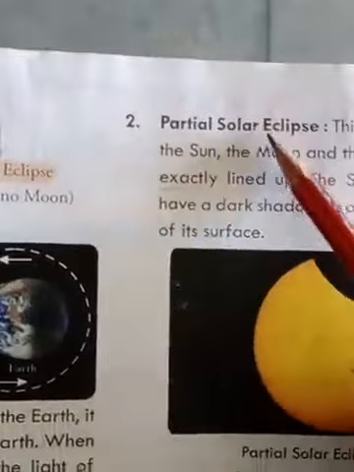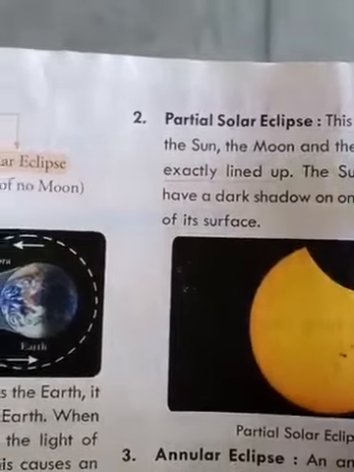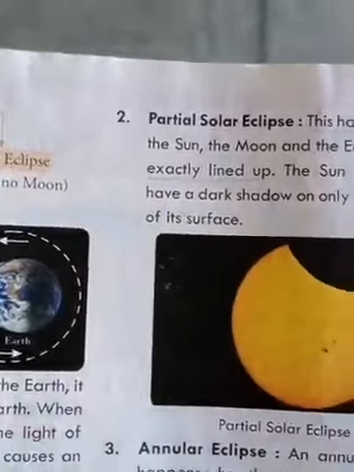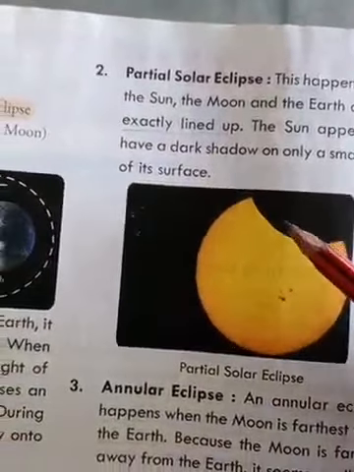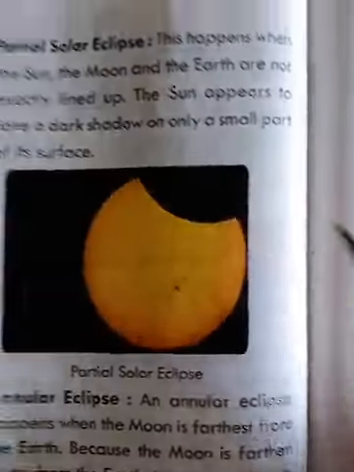Next is the partial solar eclipse. This happens when the sun, the moon and the earth are not exactly lined up. So here you can see that there is a partial solar eclipse on this side.